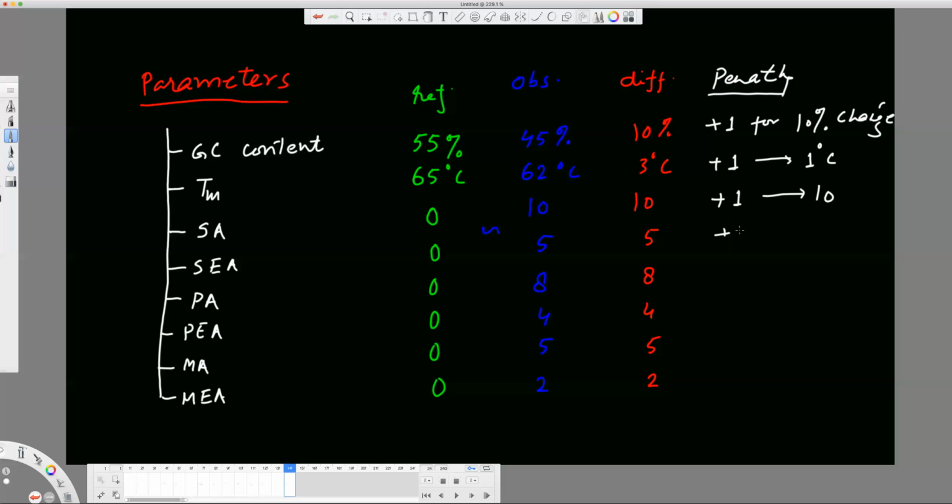And plus 1 here as a penalty for every 5 unit change of SEA. And likewise, plus 1 here for every 10 unit change of pair annealing, plus 1 here for every 5-unit change of pair end annealing, plus 1 here for every 10 unit of MA, plus 1 for every 5 unit of MEA. Right. So let us score for this particular primer that we found the difference for.